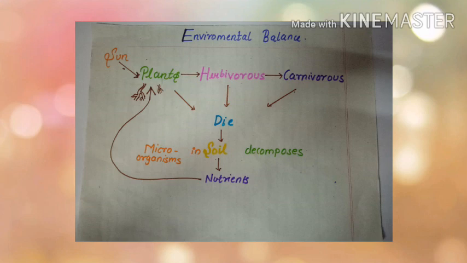In this way, plants are again eaten by herbivorous animals, then by carnivorous animals. Again, when they die, they are buried under the soil, and again the microorganisms decompose them and they turn into nutrients. Again, the plants use it. In this way, environmental balance is performed.